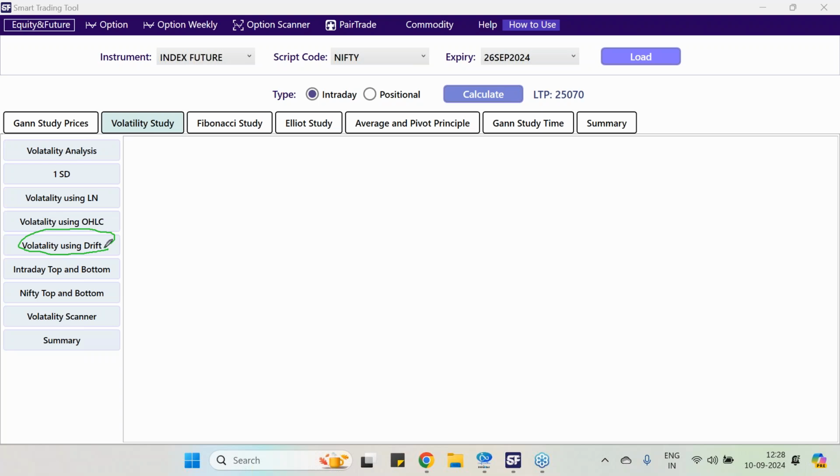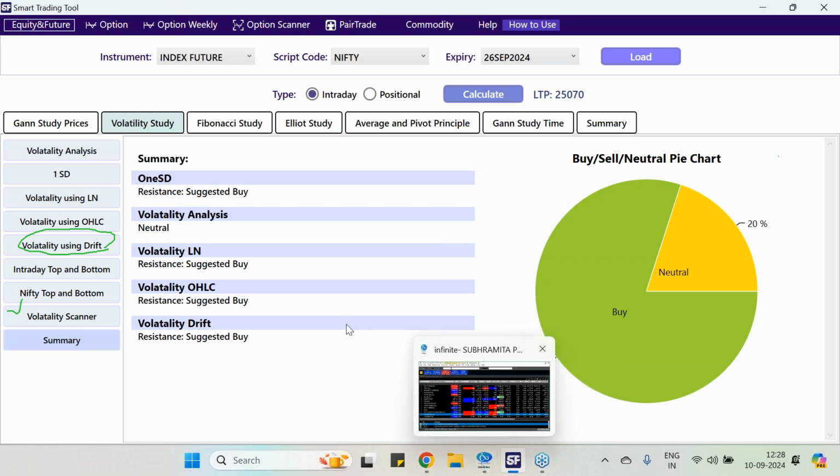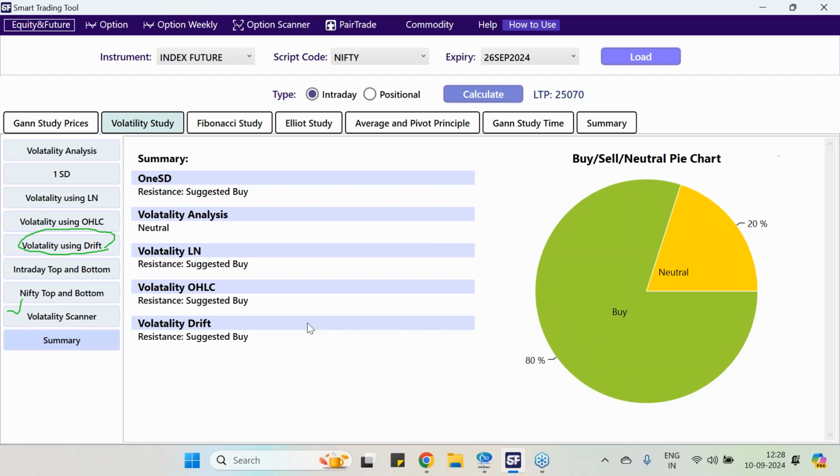We also have a volatility scanner to know which group of stocks have rising volatility and which have falling volatility, and a summary section. Out of the volatility studies, how many are supporting a buy, how many are neutral, and how many are supporting a sell. Currently, as I am recording this on 10th September around 12.28, it is saying that 80% of volatility studies are in favor of a purchase, while 20% are in favor of neutral.